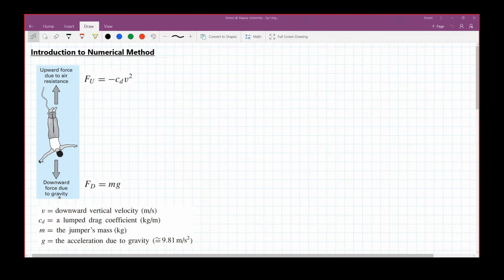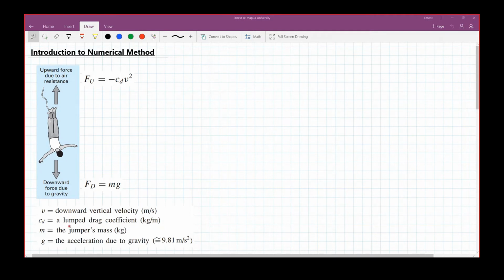That includes the downward force due to gravity, wherein the magnitude is equal to mg, and there is an upward force due to the air resistance. And we call this your upward force, and this is your downward force. And let's say that the upward force is directly proportional to the square of the speed, and the direction is opposite. So if the person falls down, the direction of the upward force will be upward, and the proportionality constant is defined as the drag coefficient.